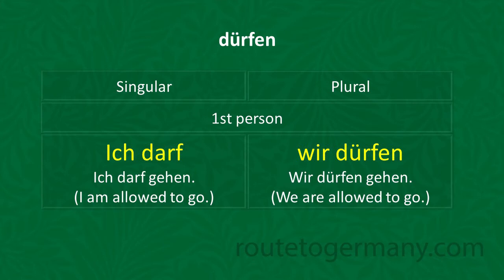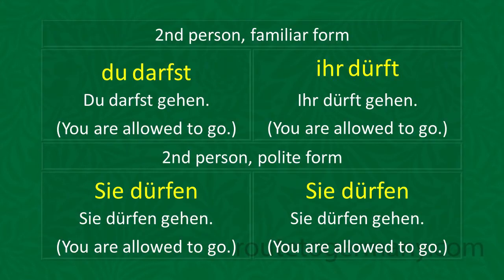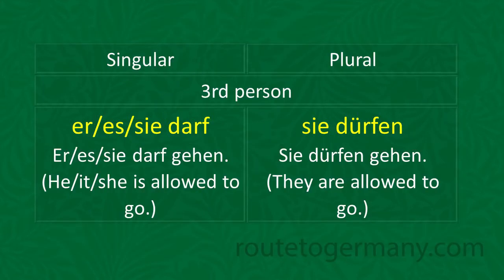Conjugation of dürfen is: Ich darf, wir dürfen. Du darfst, ihr dürft. Sie dürfen, sie dürfen. Er, es, sie darf, sie dürfen.